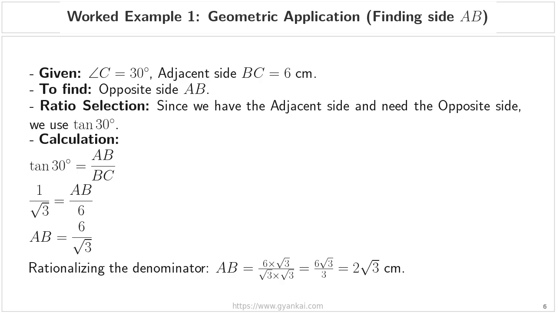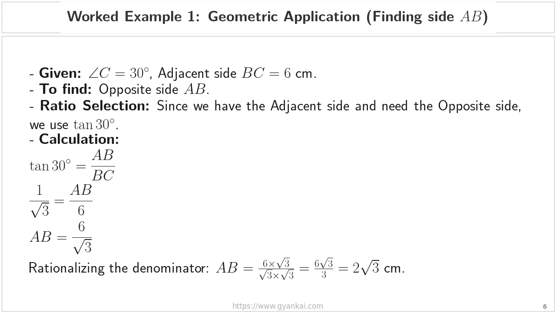Now, let's perform the calculation. We start by setting up our equation. Tangent of 30 degrees equals OB divided by BC. From our special angles table, we know that the value for tangent of 30 degrees is 1 over the square root of 3. So, our equation becomes 1 over the square root of 3 equals OB divided by 6. To isolate OB, we multiply both sides by 6, which gives us OB equals 6 divided by the square root of 3.